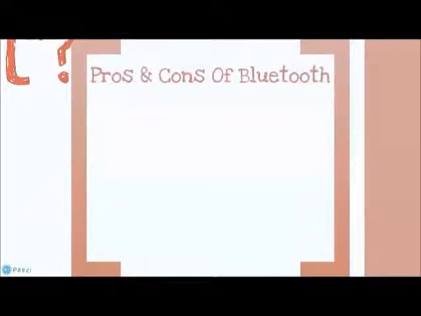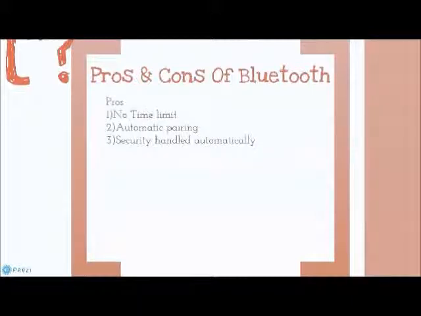Now let's list some pros and cons of Bluetooth tethering. Pros. No time limit. Once you enable Bluetooth personal hotspot, there is no time limit for you to connect your device to your iPhone. Automatic pairing. Bluetooth remains dormant and ready to connect to your devices the moment you wake them up. Additionally, Bluetooth is more power efficient than Wi-Fi. Security handled automatically. The security level of a Bluetooth personal hotspot is equivalent to Wi-Fi's WPA2, and it is all handled transparently from the moment you connect to it.